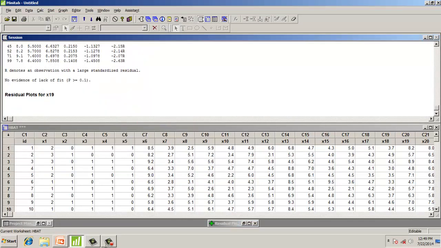If you look down, the residual suggests there is no lack of fit. That means this data at 0.1 significance level is completely fitting the observed or independent variables. Hence, the multiple regression model is confirmed to be significant at the 0.1 level.